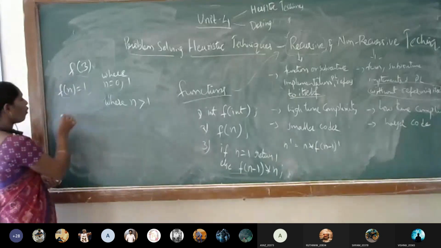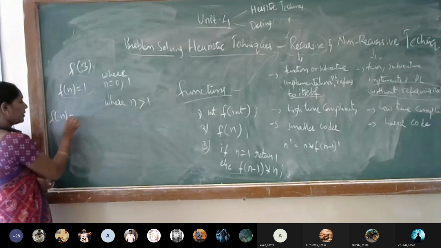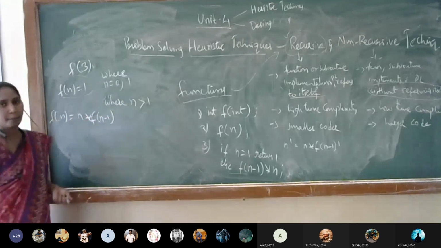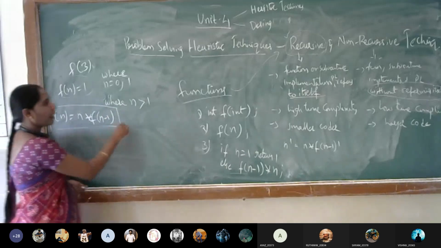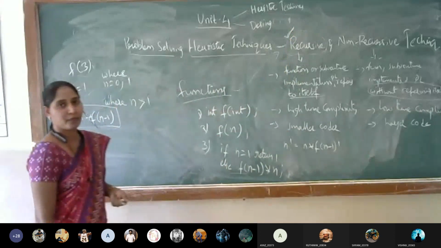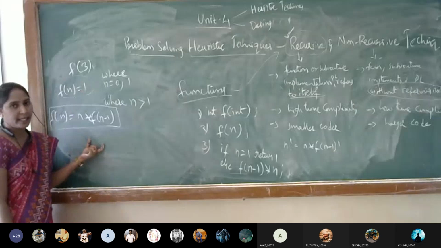Then we will be following that particular logic here as f of n is equal to n into factorial of n minus 1. This is the statement that you have to remember about this particular recursive function mechanism. Now we will see how this particular logic is executed.